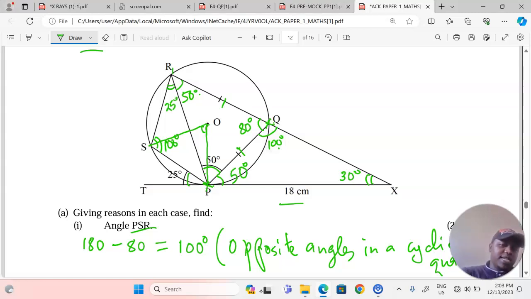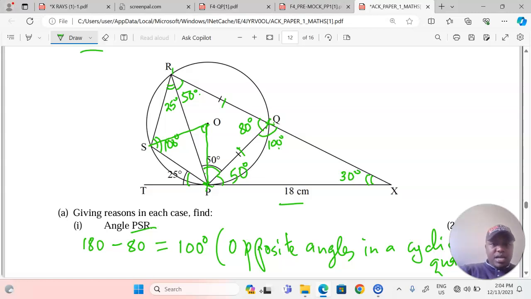The angle in the alternate segment is going to be 25, because when a chord leaves an angle with a tangent, the same chord subtends an equal angle in the alternate segment. Therefore, SRP is also 25.